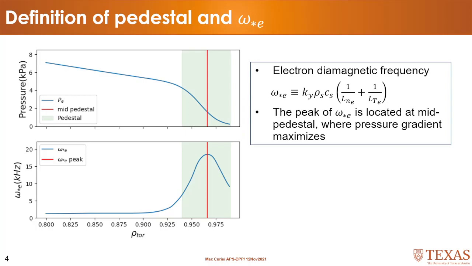Let's familiarize ourselves with the definition of pedestal and electron diamagnetic frequency. The top plot shows the profile of the pressure. The green highlighted area is considered pedestal, where the pressure has a sharp drop, and the peak of the pressure gradient is considered the mid pedestal. Based on the definition of electron diamagnetic frequency, it's not hard to see that the peak of omega star E will be located at the mid pedestal. The bottom plot shows the omega star E profile.